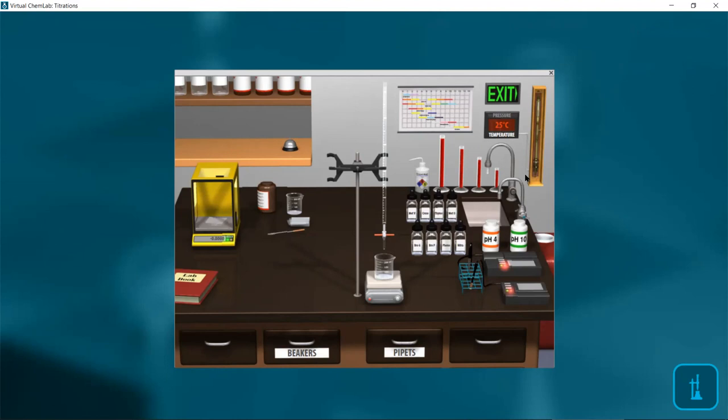But that has deionized water. And what you'll do is take this, and when it pops back, it's full, and you're done. And that's the first part of the lab. I'm going to click on exit.